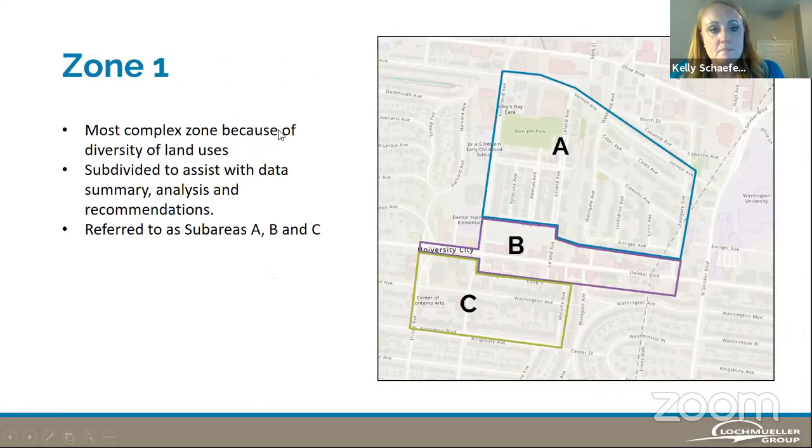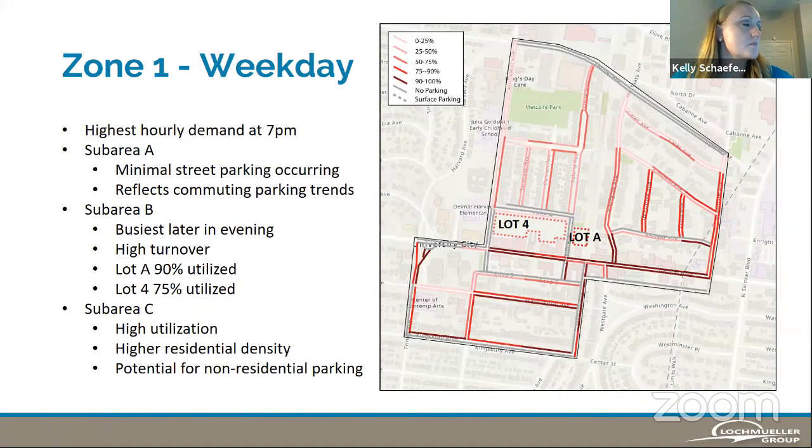Okay. So zone 1 was one of the more complex ones. So we wanted to break it up. Once we saw some of the data, these areas had different characteristics and different parking characteristics as well. So we wanted to break up how we spoke to the area and its recommendations in a simple, clear way. So we have sub areas A, B, and C. So zone 1, we're going to talk probably the most, but once we get to 2 and 3, it goes a little bit quicker.